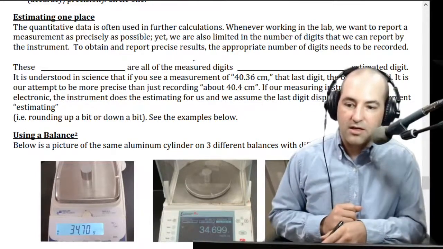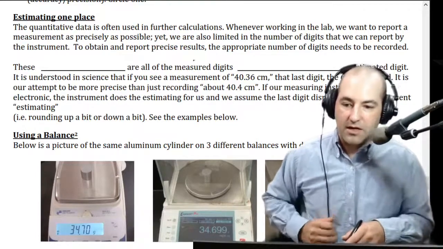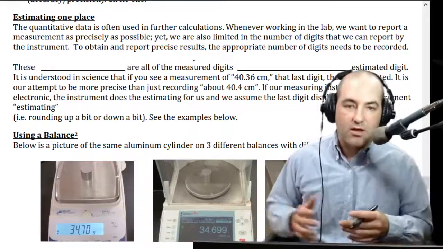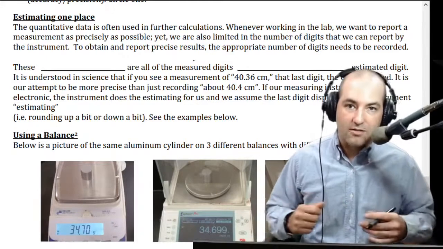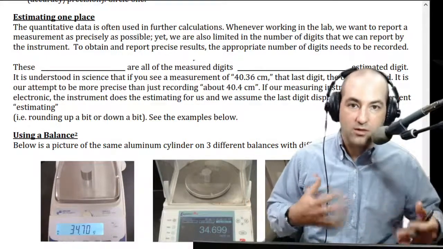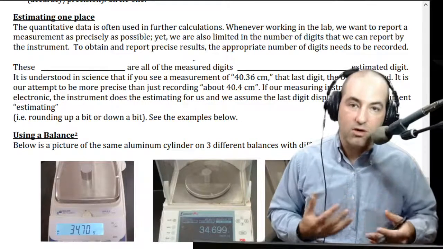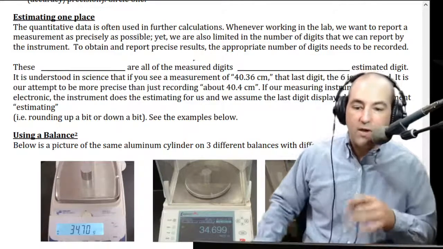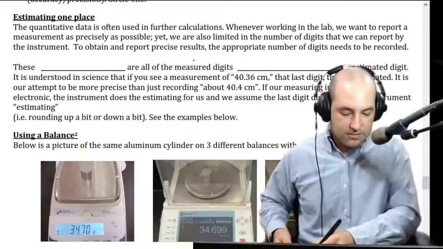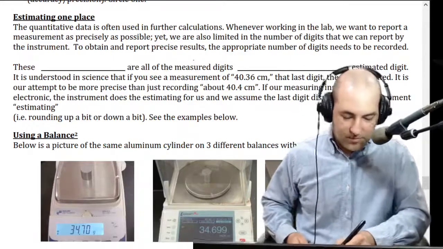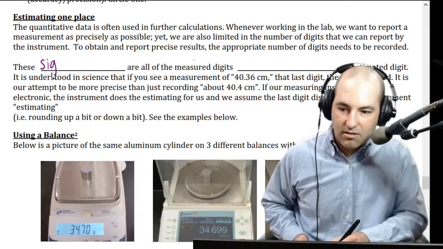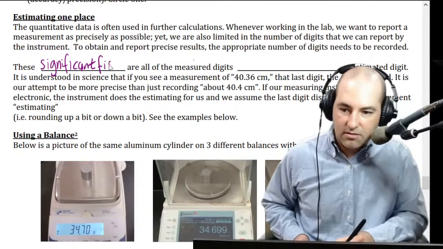So the key to this is when we're making quantitative data, we're limited in how many digits we can report. So like if you say 1 meter, that's going to be different from 1.0 meters, which is different from 1.00 meters because it reports a different number of precision. And that's what we're going to talk about now. So the correct number of digits are called the significant figures.